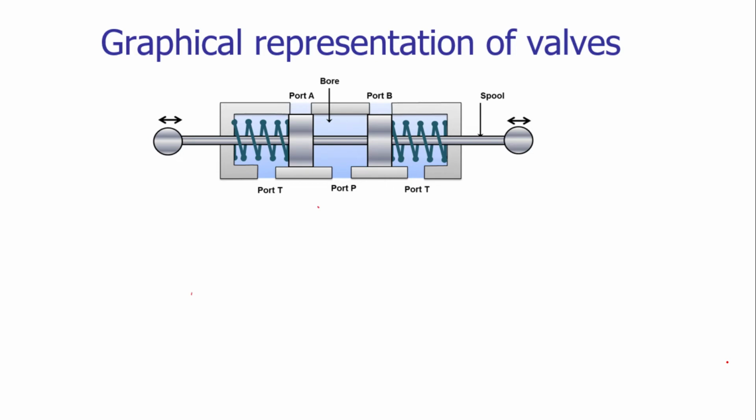One more example we will study for the representation of the valves. On your screen you can see a 4 by 3 way valve. We have seen the meaning of the 4 by 3 way valve in our previous class. So it is having 4 ports and 3 positions.